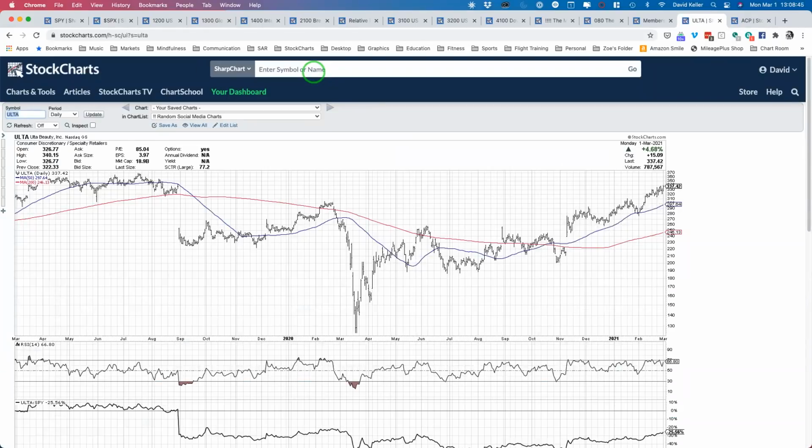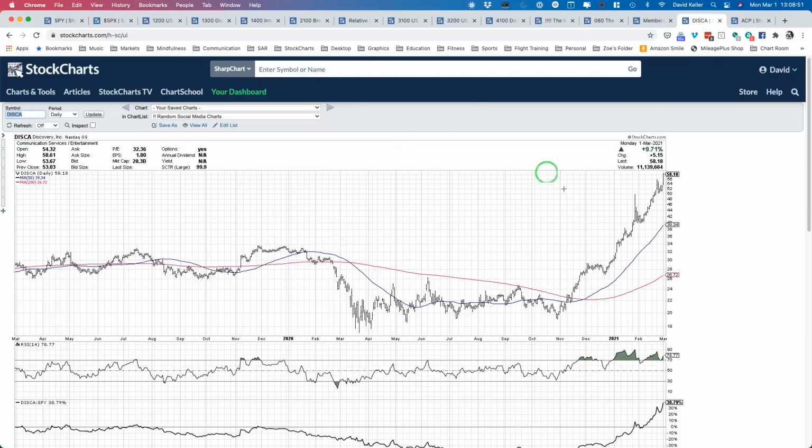Oh, that's not my favorite, because that's actually a pretty good one. Maybe Discovery, right? I mean, let's go really crazy. Something like DISCA has been ripping to the upside. It's tempting to want to chase something like this, but I would argue it's probably not the best risk reward because it's had so much of a run. I'd much rather wait for some sort of actionable pullback.